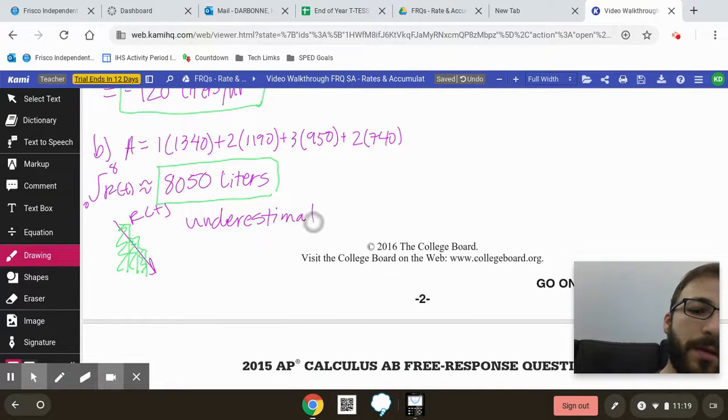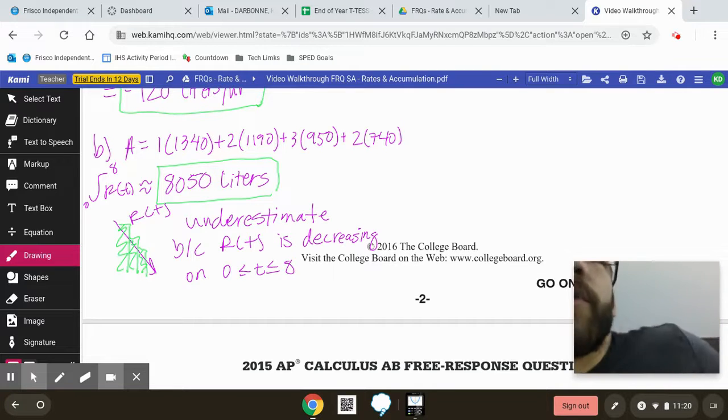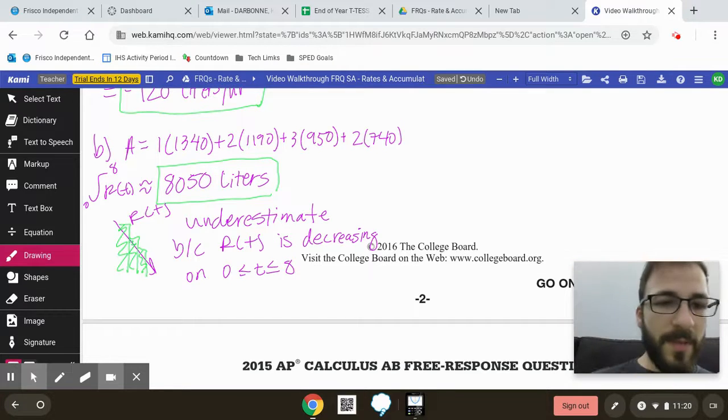And we would say because r of t is decreasing on 0 is less than or equal to t is less than or equal to 8. So the whole time, the curve is decreasing. All right. That takes us through part B. Part C.